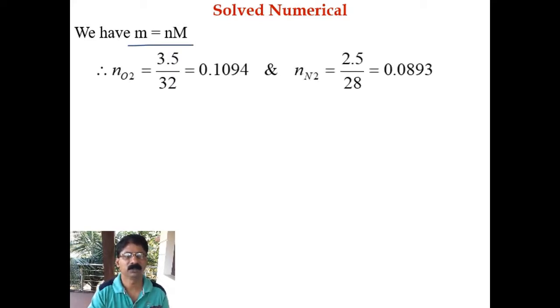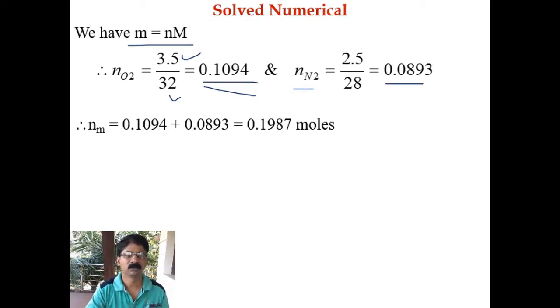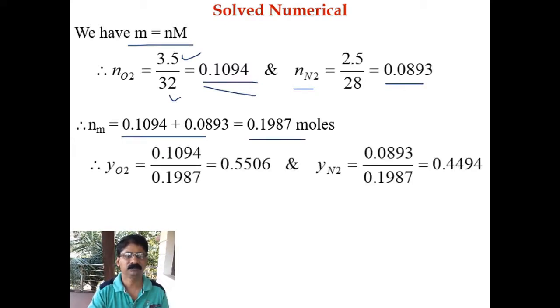If you write it for oxygen, the number of moles of oxygen is nothing but mass of oxygen divided by molecular weight of oxygen, which is 32. So you'll get number of moles of O2 as 0.1094. Similarly, the number of moles of N2 you'll get as 0.0893, and total number of moles of the mixture is 0.1987 moles. Now you can find out mole fraction, which is nothing but the number of moles of each constituent divided by number of moles in the mixture. So for mole fraction of oxygen you'll get 0.5506, and mole fraction of N2 you'll get 0.4494.